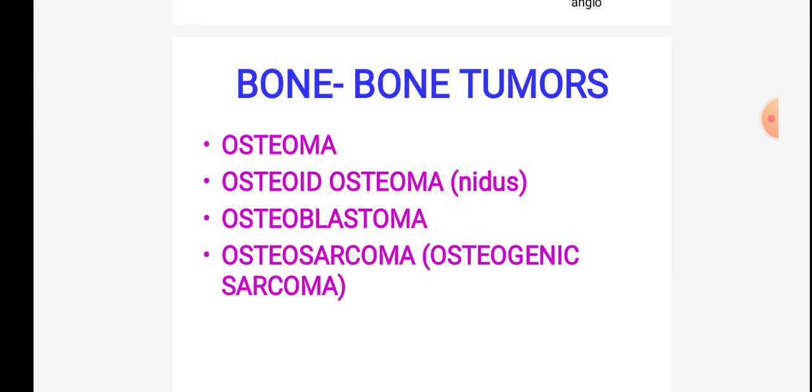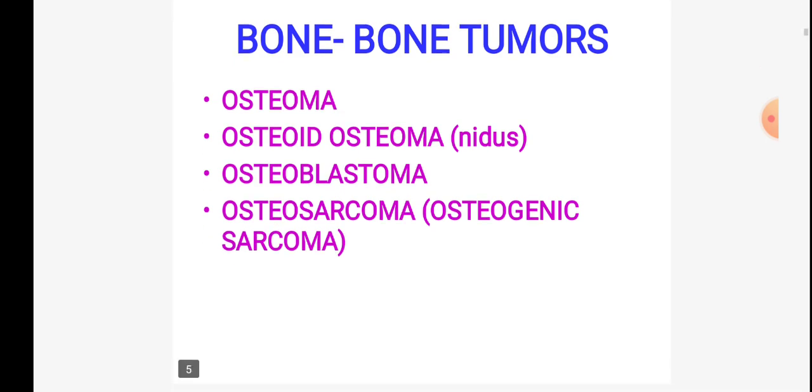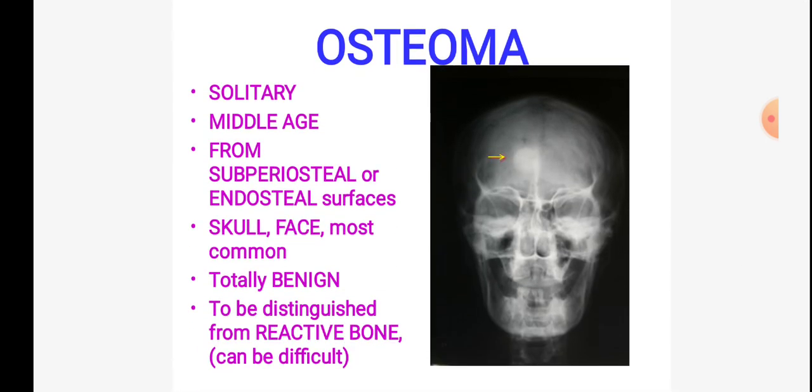Here, the bone tumors of the bone proper: osteoma, osteoid osteoma, osteoblastoma, osteosarcoma, also called osteogenic sarcoma. Now in the case of osteoma, it could be solitary, with middle age involvement, origin on the endosteal or subperiosteal surface, and the sites are skull and face, most common. This is a totally benign lesion and to be distinguished from reactive bone.